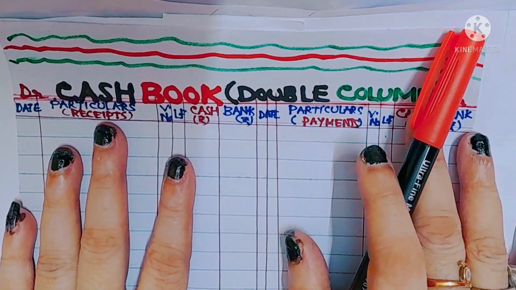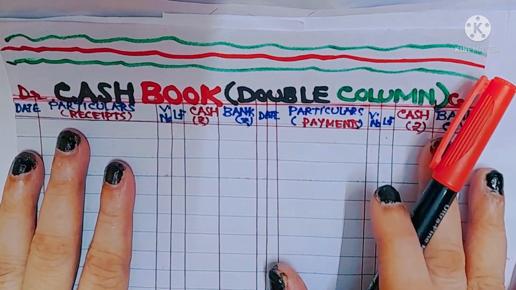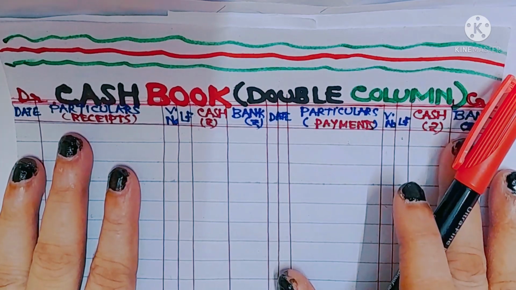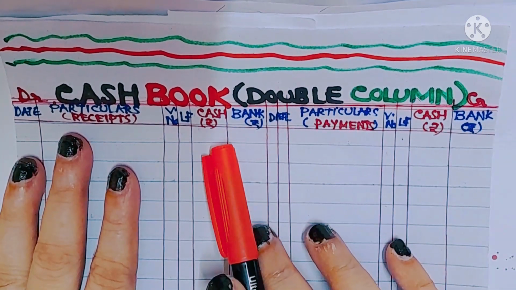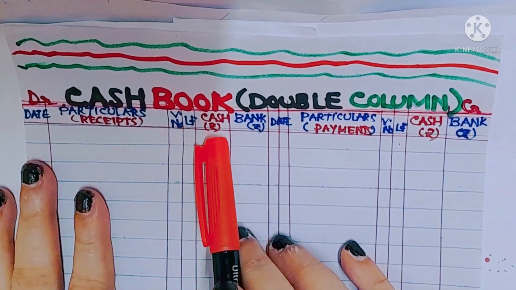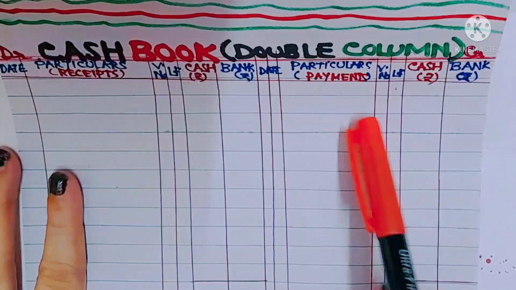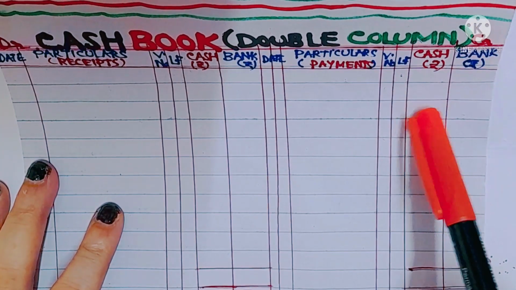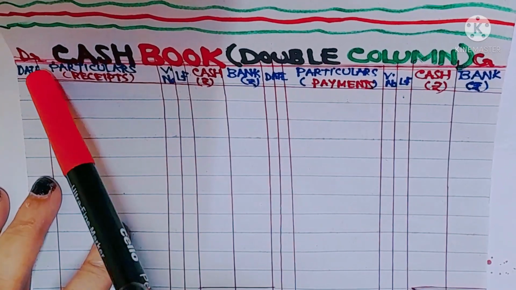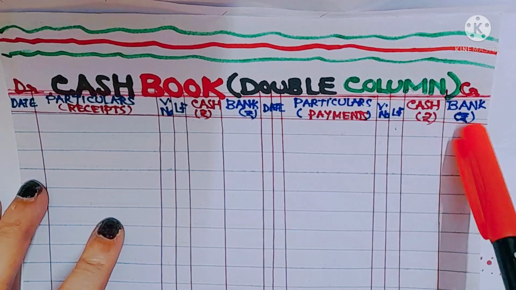Please remember, cash book only records cash transactions and does not record credit transactions. Double column cash book only records cash transactions and banking transactions. All cash receipts are recorded on the debit side in the cash column, and all cash payments are recorded on the credit side in the cash column. All checks received are recorded on the debit side in the bank column, and all checks paid are recorded on the credit side in the bank column.